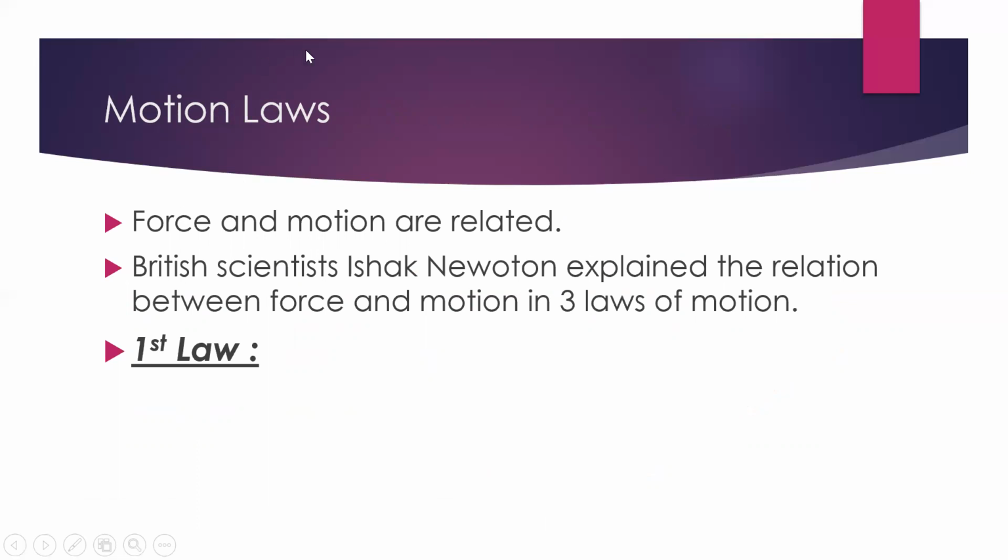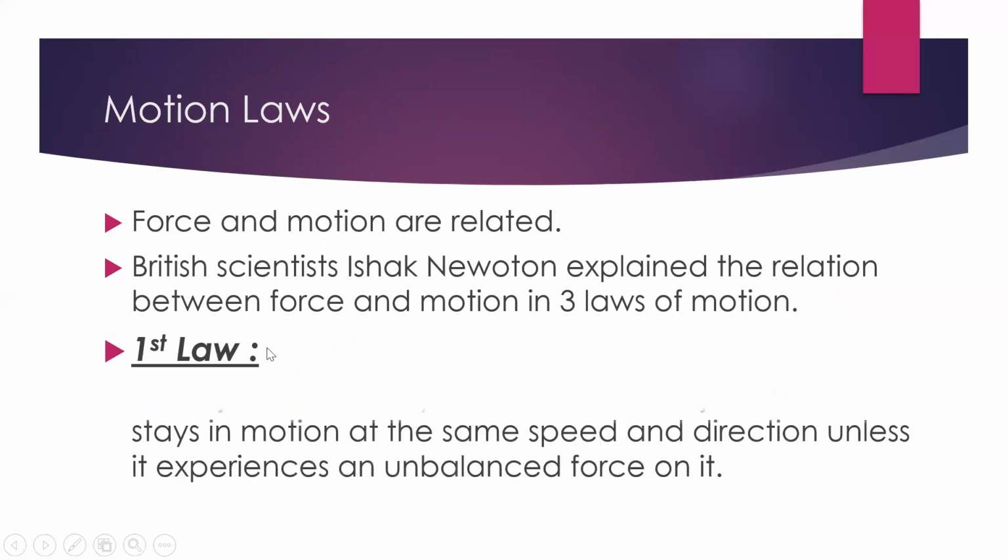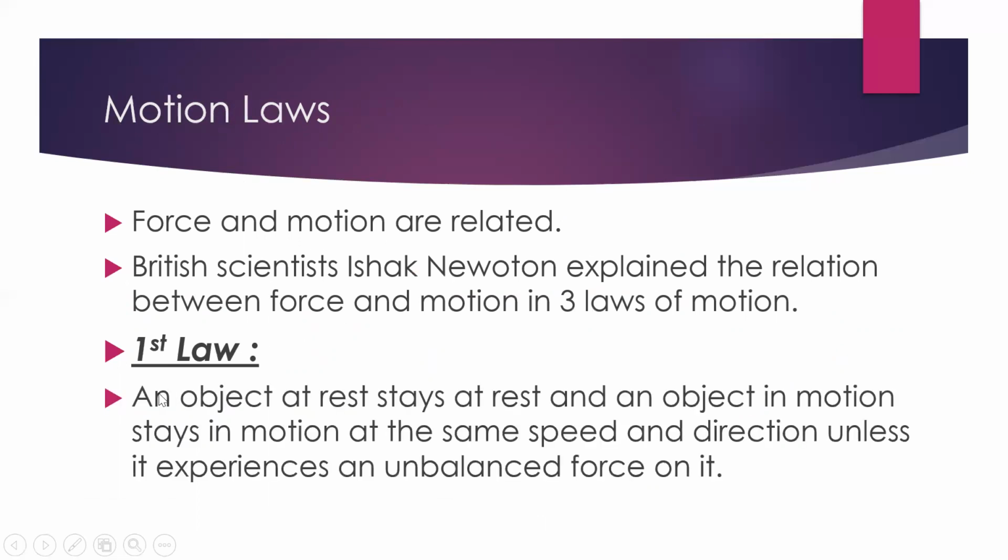Force and motion are related. So now we go to the motion laws of the British scientist Isaac Newton. Isaac Newton explained the relation between force and motion in three laws. The first law states an object at rest stays at rest and an object in motion stays in motion at the same speed and direction. No change will happen unless it experiences an unbalanced force.